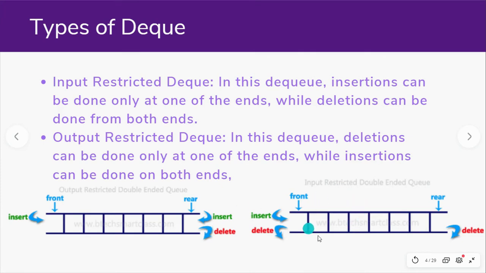So this is our output restricted DQ. And in input restricted DQ, you can delete the data from the front end and the rear end, but you can only insert the data from the front end. That means input is restricted.